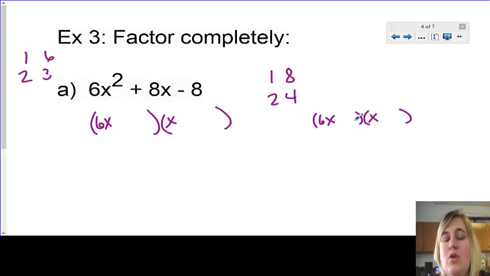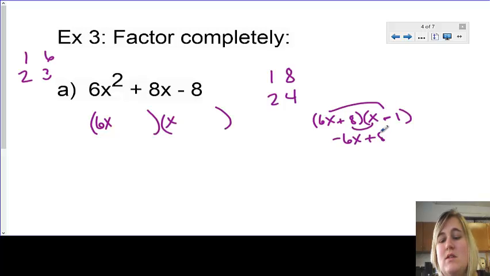So if I put the 1 over here and made it a negative, make the 8 a positive, when I do this part, I'm going to have negative 6x, and this one's going to give me a positive 8, which gives 8x, which gives me 2x. That's not what I need. I need 8x. So this one isn't going to work, and if I switch them the other way, I'm going to get way too big of a number, so that's not going to work.